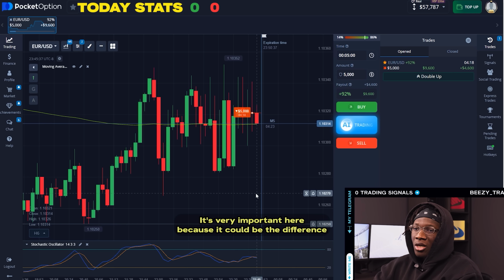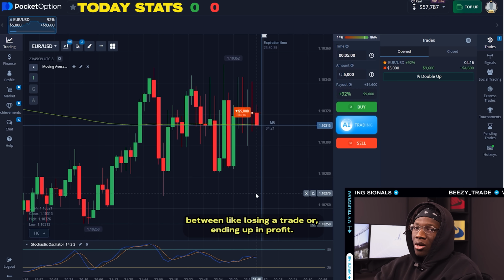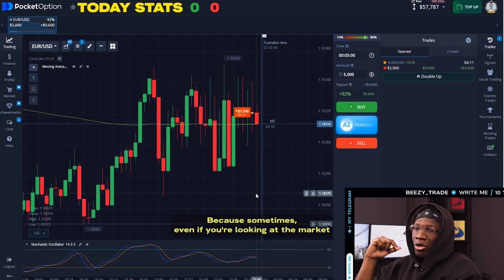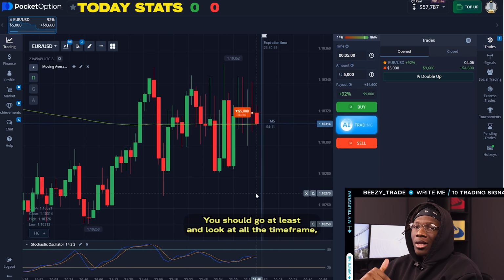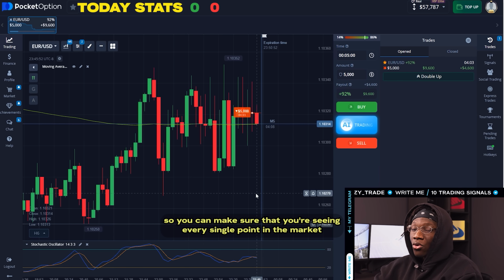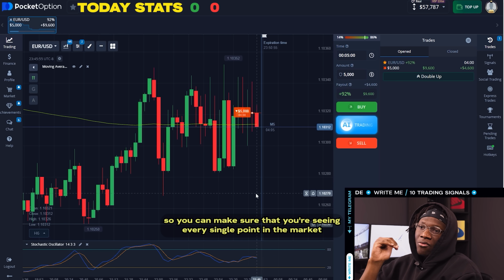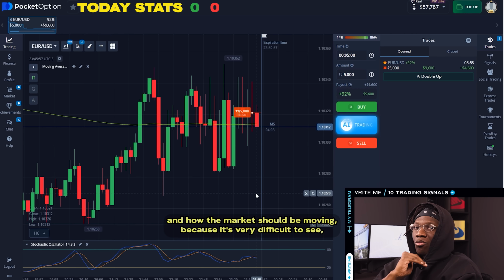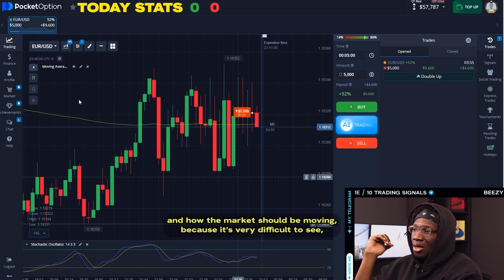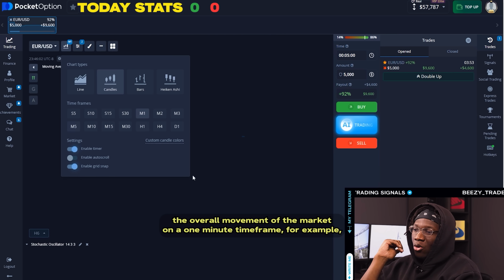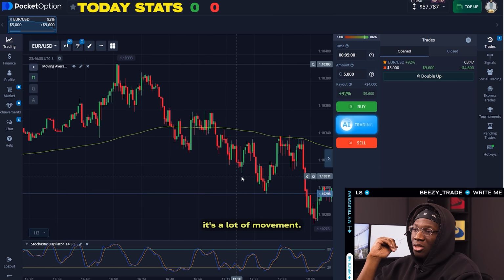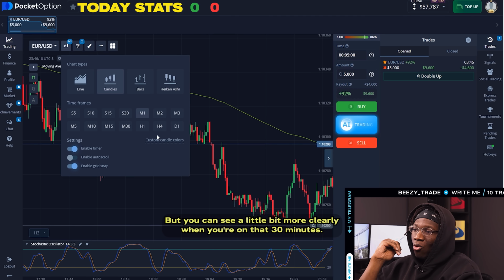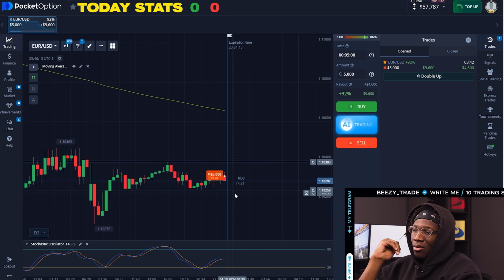It's very important here because it could be the difference between like losing a trade or ending up in profit, because sometimes even if you're looking at the markets, even if your mind is set up on making a 1 minute trade, you should go at least and look at all the time frames so you can make sure that you're seeing every single point of the market and how the market's been moving, because it's very difficult to see the overall movement of the market on a 1 minute time frame, for example, because you can see that because of the 1 minute time frame, it's a lot of movement, but you can see a little bit more clearly when you're on the 30 minutes, right?